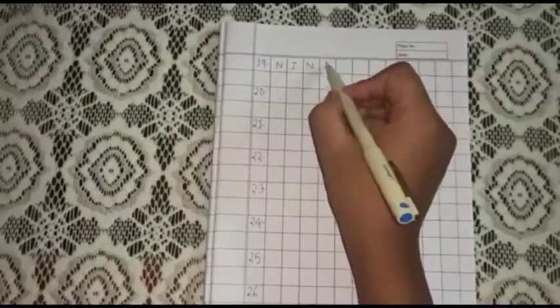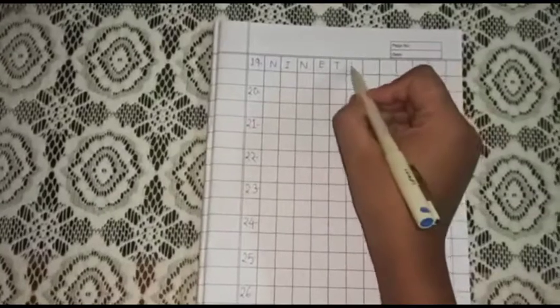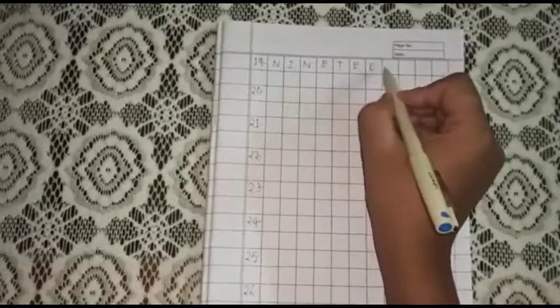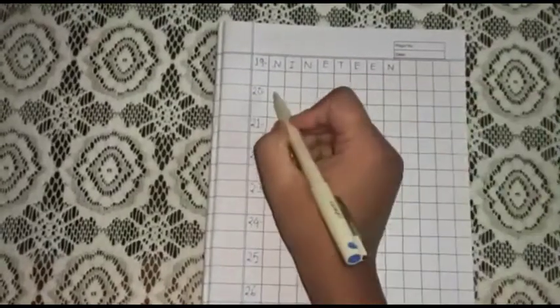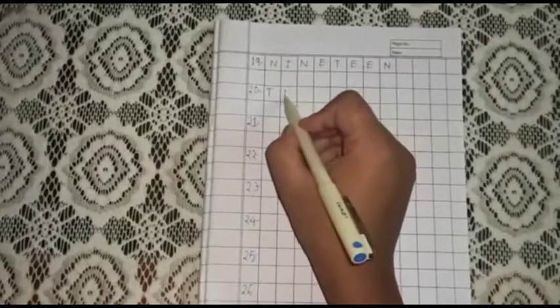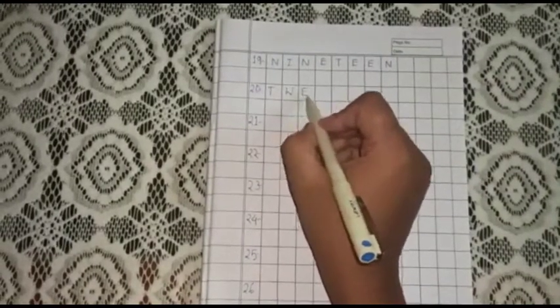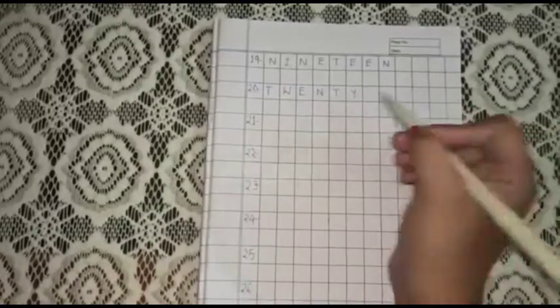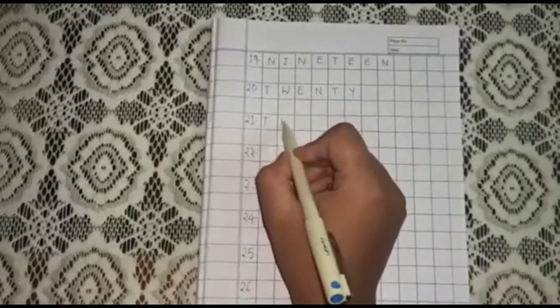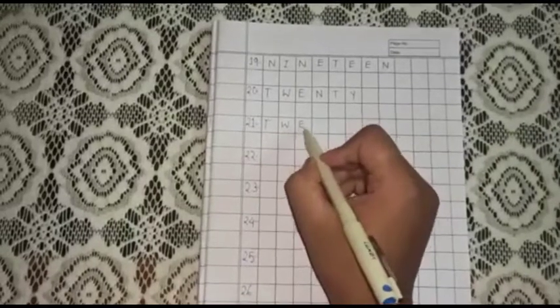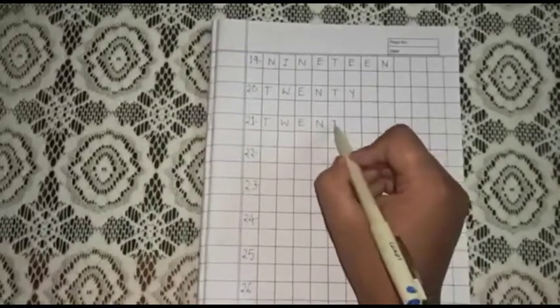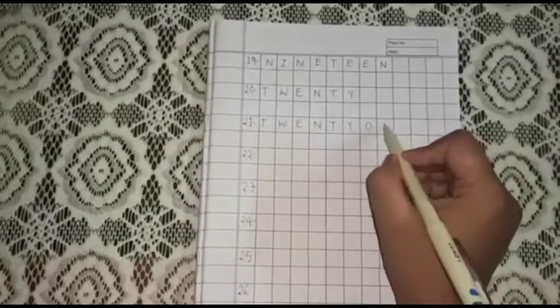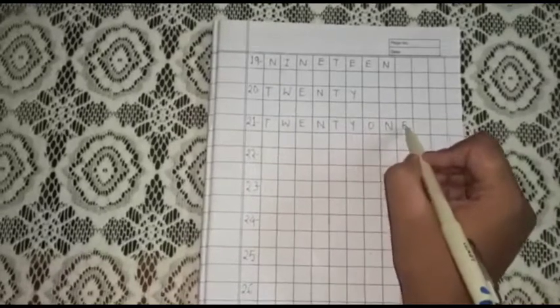19, N I N E T E E N. Now 20, T W E N T Y. 21, T W E N T Y O N E.